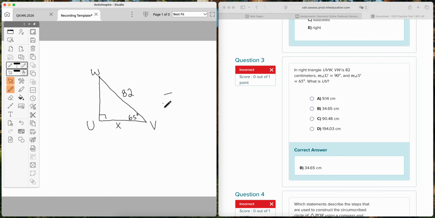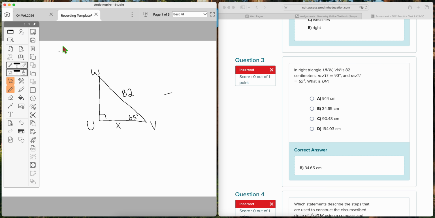As soon as you see a right triangle and they're asking you to find side lengths, your first thought should be Pythagorean theorem, but we don't have enough information here for Pythagorean theorem. It's not a special triangle, and we only have one side length, so your next thought should be trig. This is a trigonometry question.